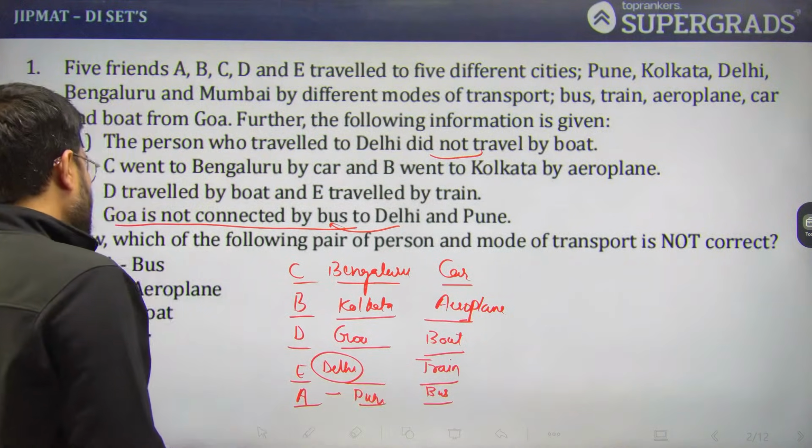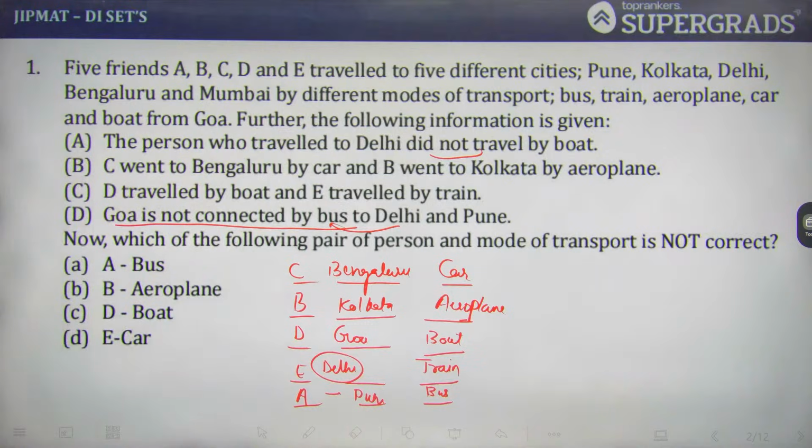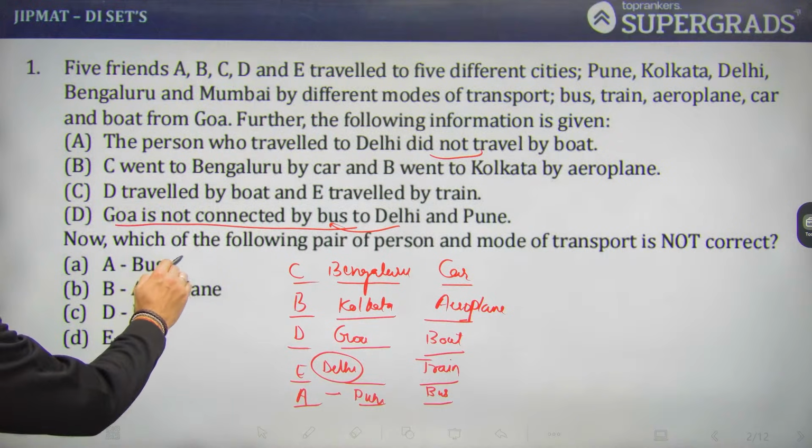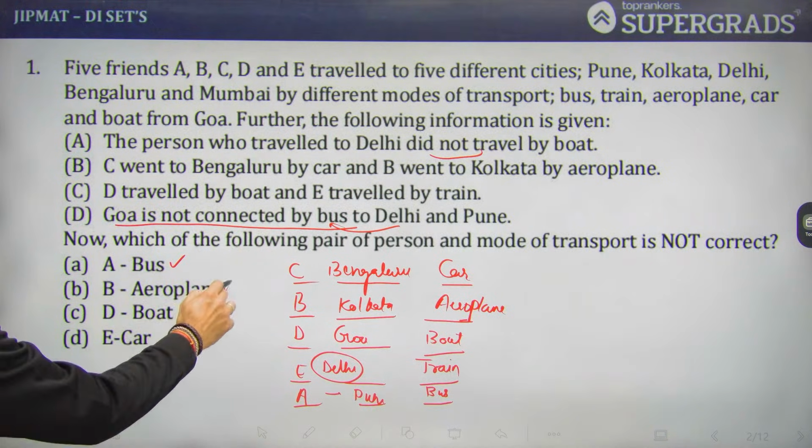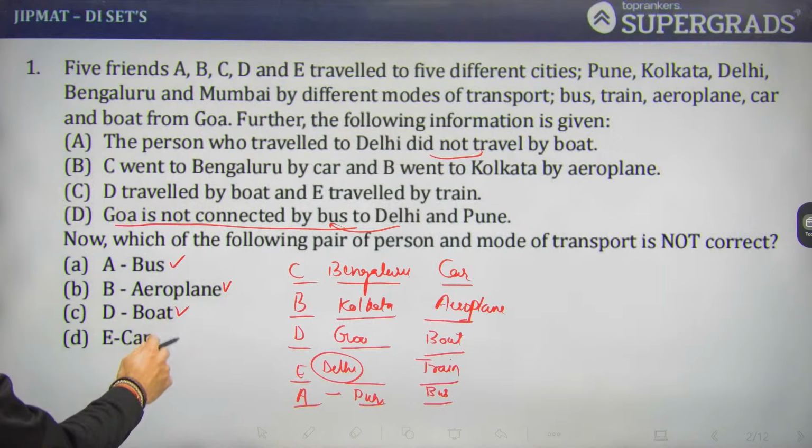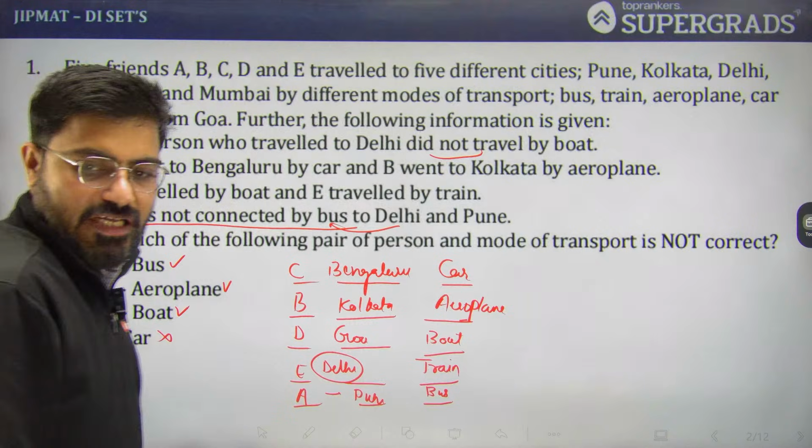So what they are asking, now which of the following pair of person mode of transport is not correct? A used bus, this is correct. B used aeroplane, this is correct. D used boat, this is correct. And E used car, this is wrong. Answer is D, Delhi.